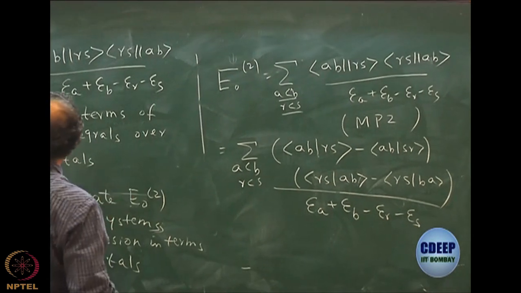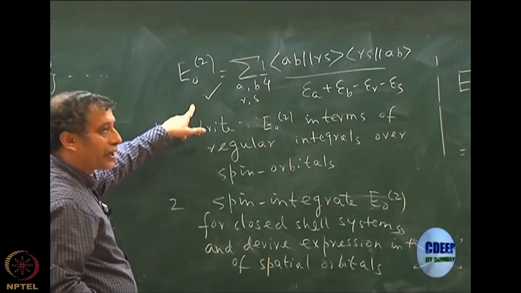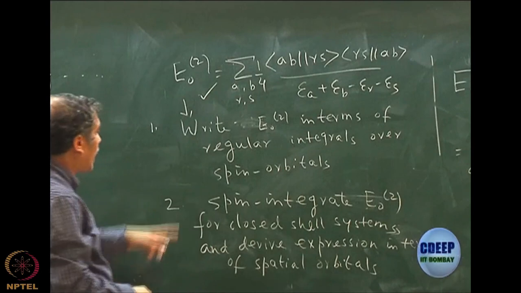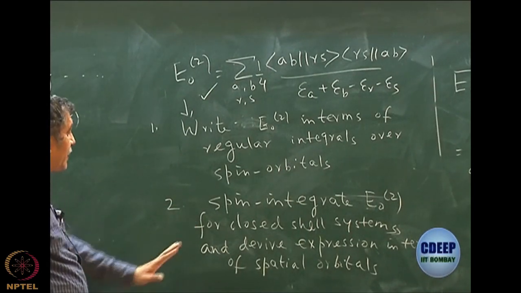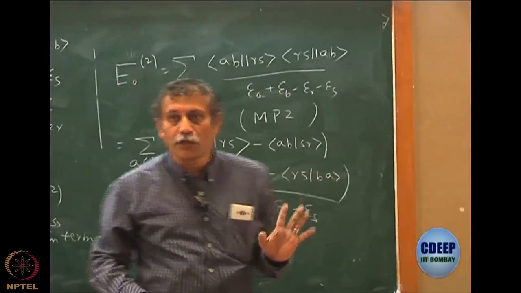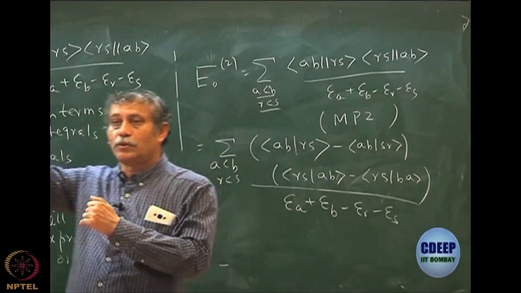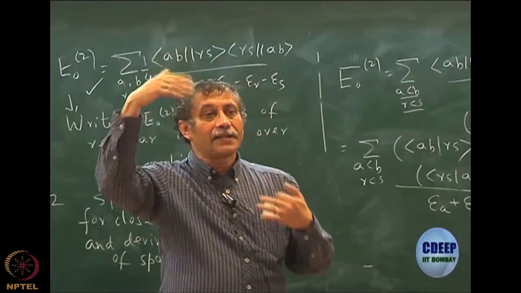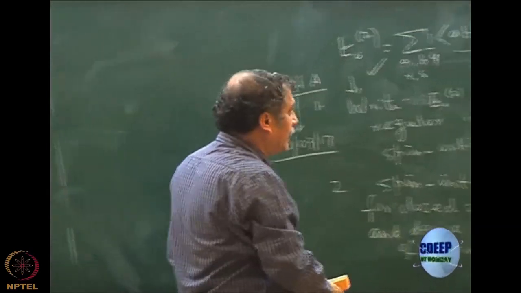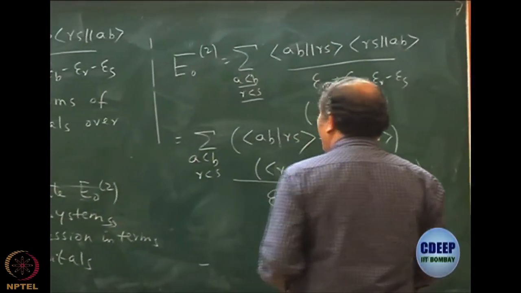But before that, you use this expression. So start from this expression, it will be easier to write. Starting from this expression, do this one, and then eventually spin integrate, writing everything in terms of spatial orbitals for closed shell systems. So your summation for A and B will then become N by 2, and for R and S it will become M minus N by 2. The summation index will also change. So we'll complete today's class with this, but I will come back later.